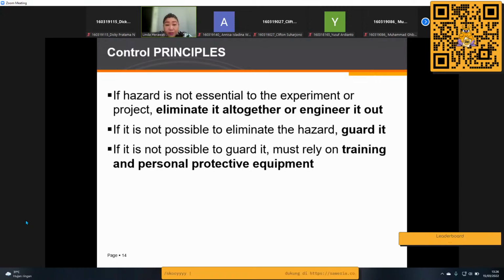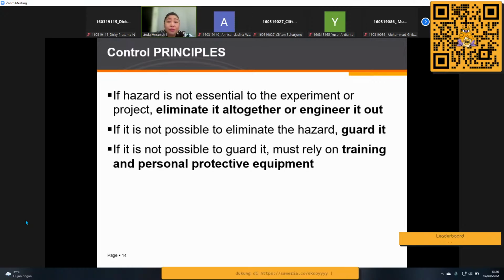If it is not possible to guard it, you have to rely on training and give personal protective equipment to the worker using the machine that you produced or manufactured. So this is the hierarchy of safety awareness. The first one, we have to design a machine that is really safe. But if we cannot do this, we go to the next level.